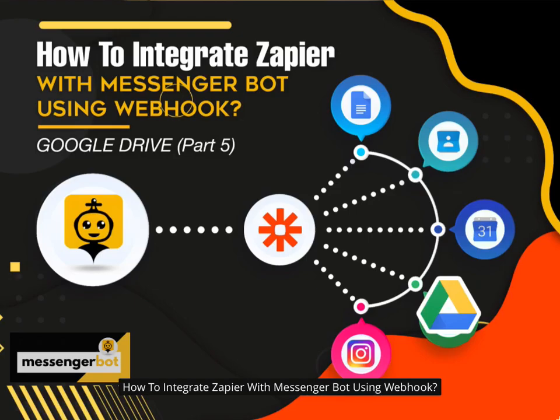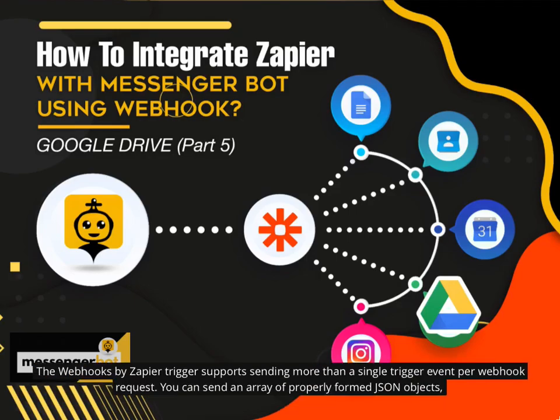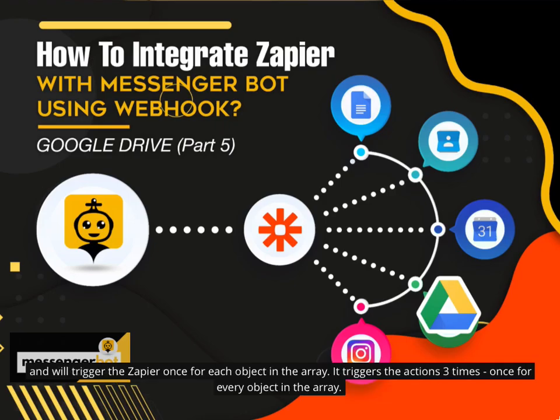How to integrate Zapier with Messenger bot using Webhook with Google Drive. The Webhook by Zapier trigger supports sending more than a single trigger event per Webhook request. You can send an array of properly formed JSON objects, and will trigger the Zapier once for each object in the array. It triggers the actions 3 times, once for every object in the array.